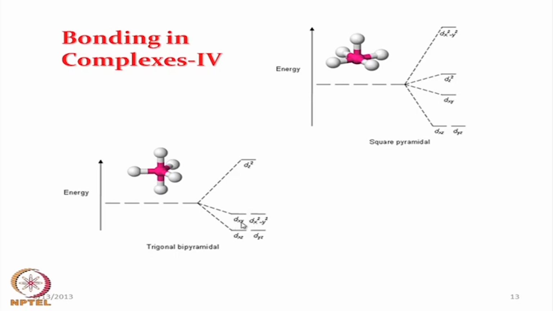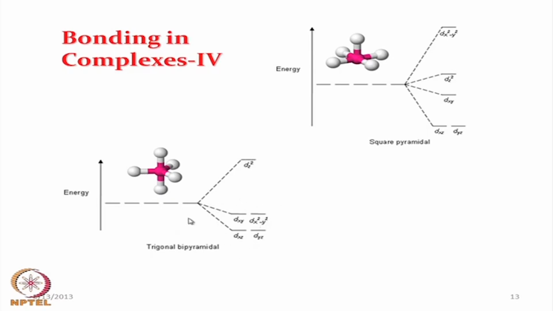So dxy and dx square minus y square will form a doublet. There will be no splitting between dxy and dx square minus y square, so they form the doublet here, and the 2 other levels having z component will be the ground state as another doublet. So nicely we have 2 doublets, this is an E state, this is also an E state, and 1 singlet A.